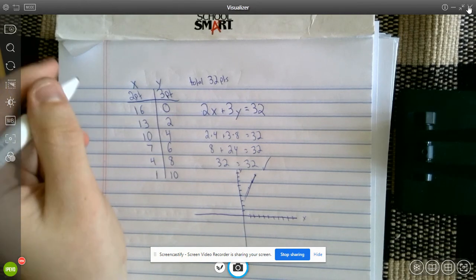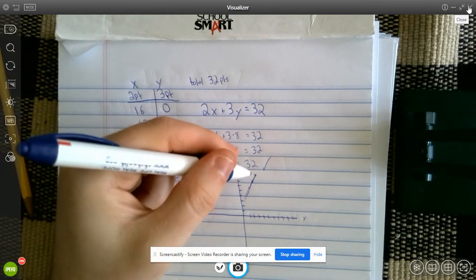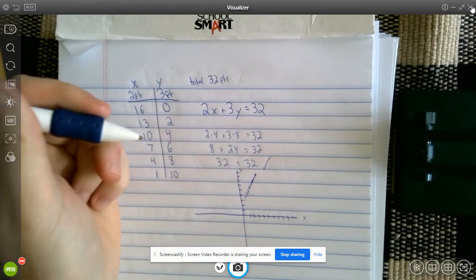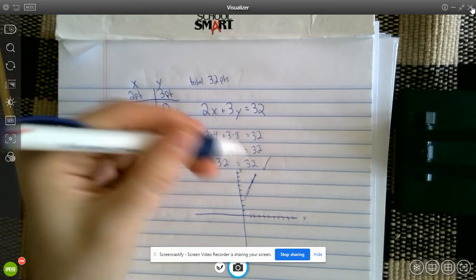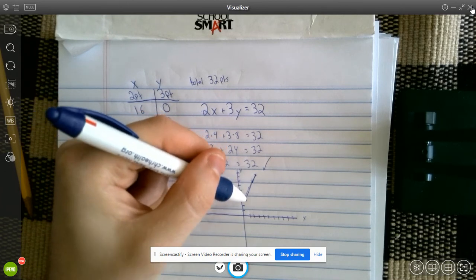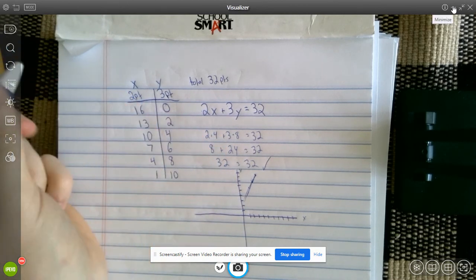So be careful when you're looking at the context of your problem. Sometimes you are going to have the line connected, where you can have halves and quarters and everything else. Other times you're only going to be using whole numbers. And when you're using just whole numbers, you're just going to include the dots there.